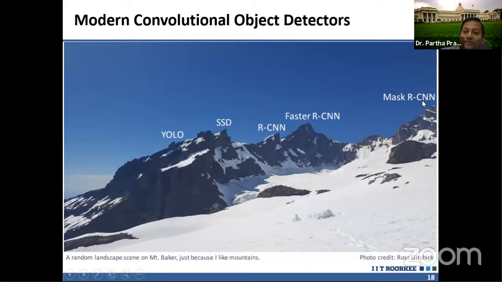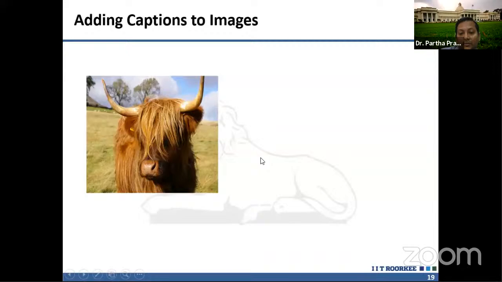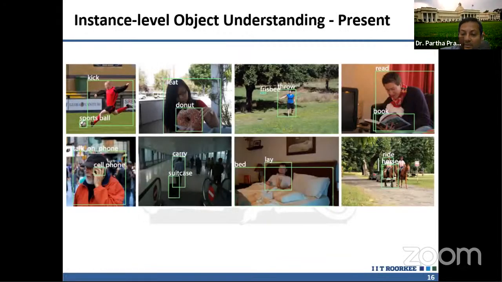So now you have this Mask R-CNN, which is better than other existing algorithms, and which tells you which object is there in what part of the image. And then when you know that these objects are there, the later question is how you can interpret what they are doing, whether they are eating or whether they are playing.